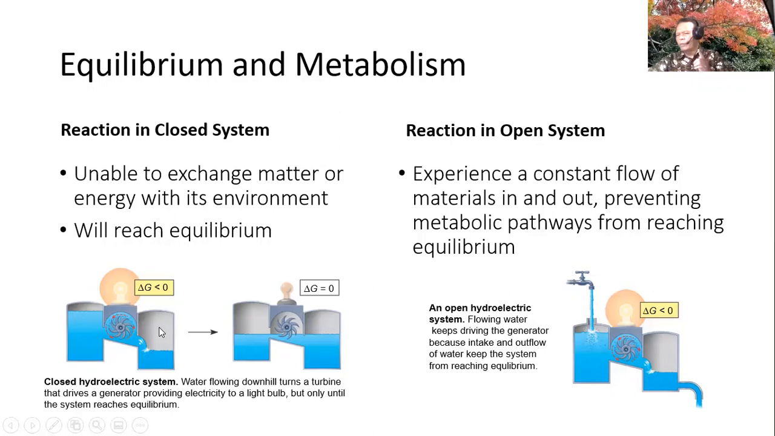Let's see this one. This is the schematic diagram of a closed hydroelectric system. Water flowing downhill turns a turbine that drives a generator providing electricity to a light bulb, but only until the system reaches equilibrium. After reaching equilibrium, no more electricity is produced.